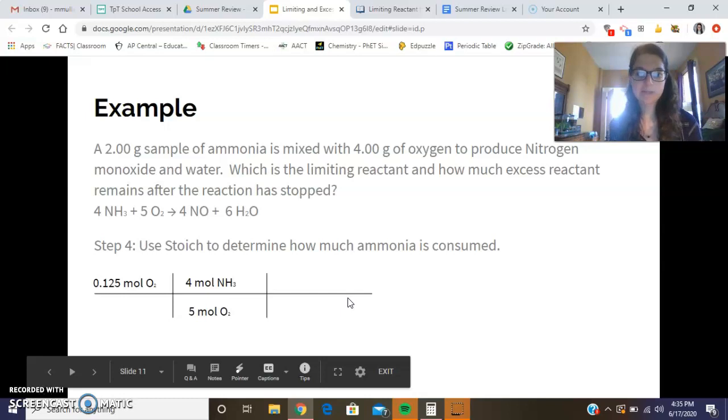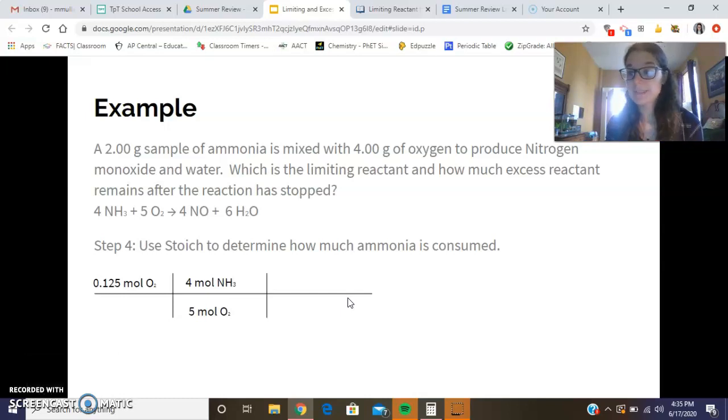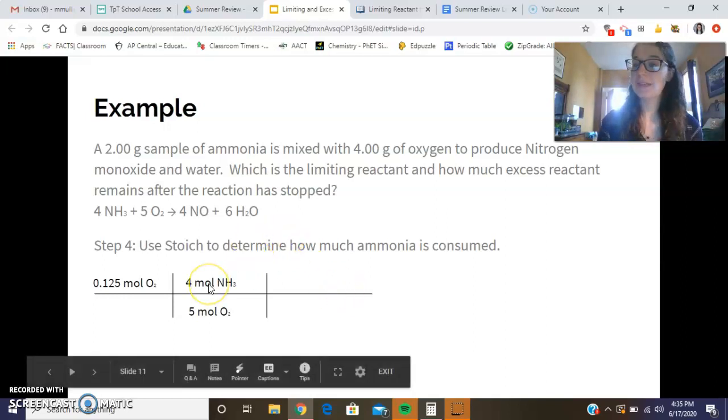And again, I have to ask myself, what do I want to cancel out? This time, I want to cancel out the moles of NH3. So I'm going to have grams in my numerator and moles in my denominator. So this time I'm using 17.034 grams over 1 mole.